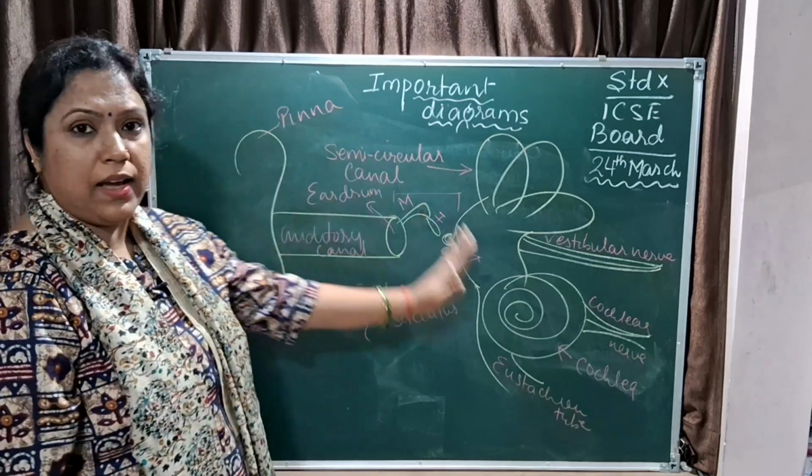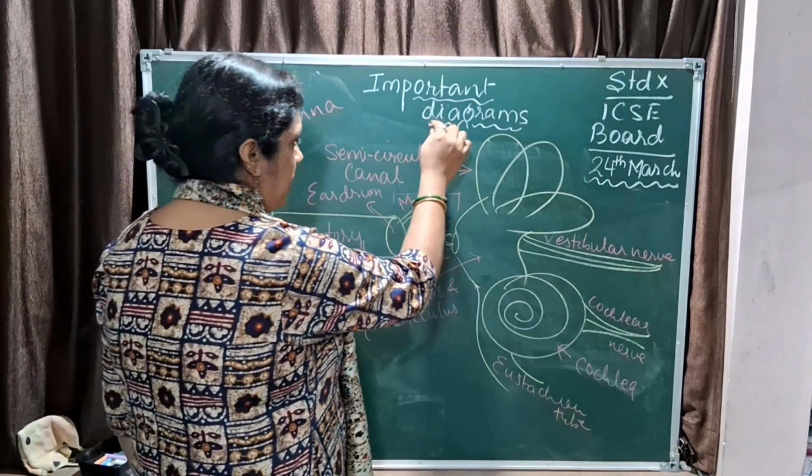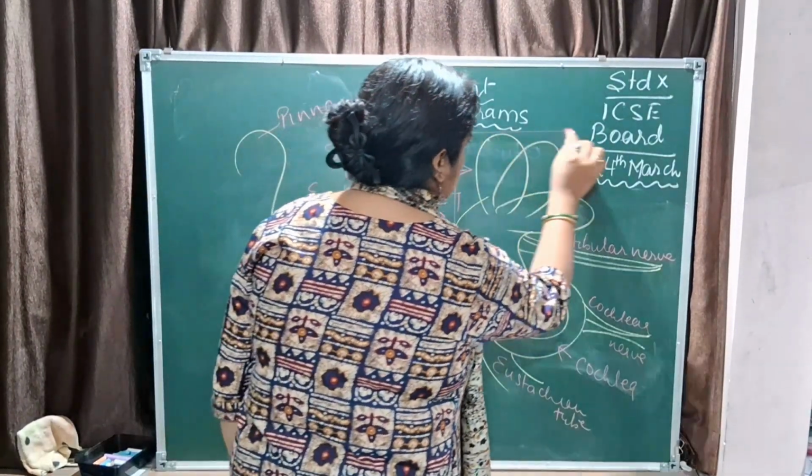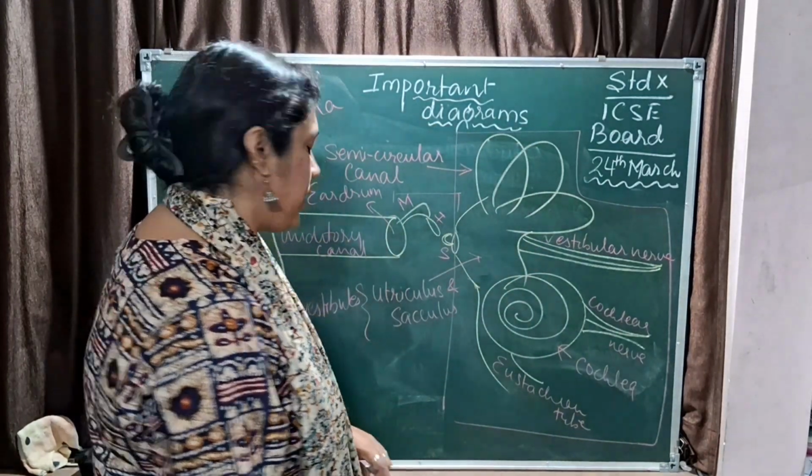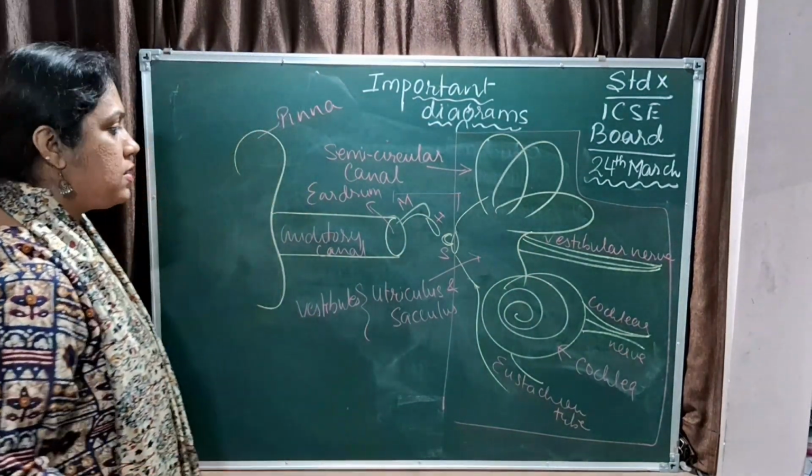This is the entire ear diagram, but in exam the diagram which can be asked is this part, that is the inner ear diagram. Is it clear? You can take a screenshot.